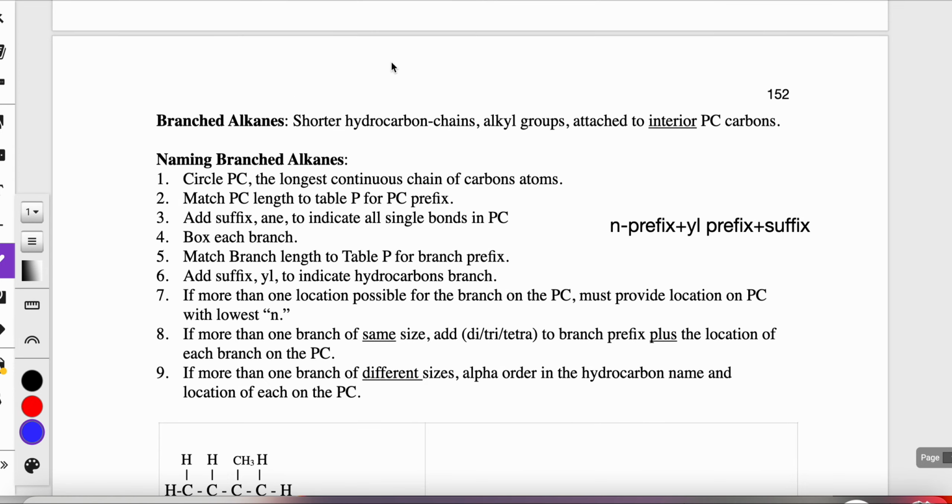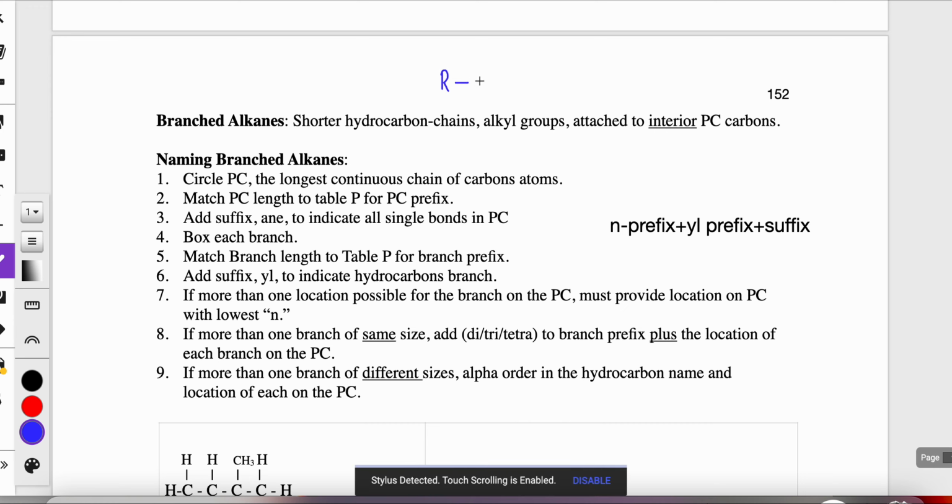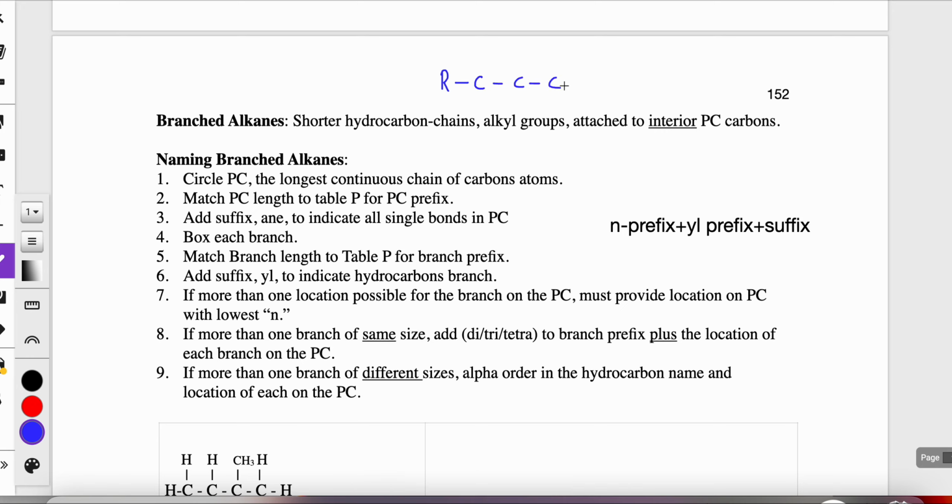Hydrocarbon parent chains that have what we call branches. These branches are shorter hydrocarbon chains, alkyl groups that are attached somewhere to the interior of the parent chain. So, quick reminder here: if we have a carbon chain, and I'm just going to draw carbon, and we'll say it ends there.